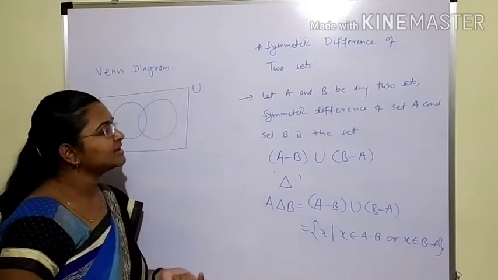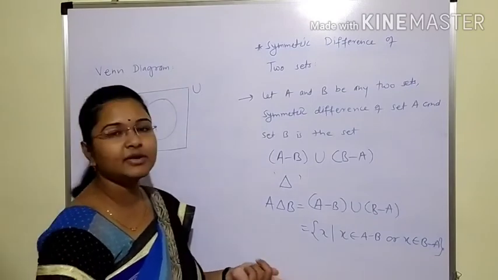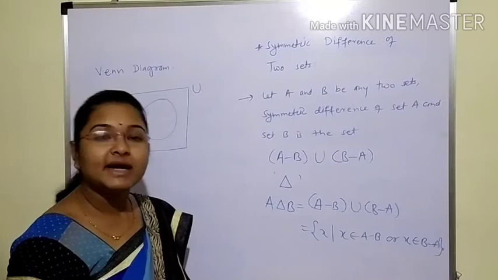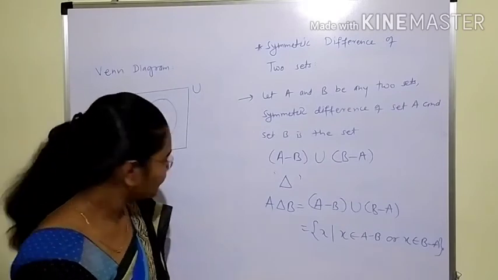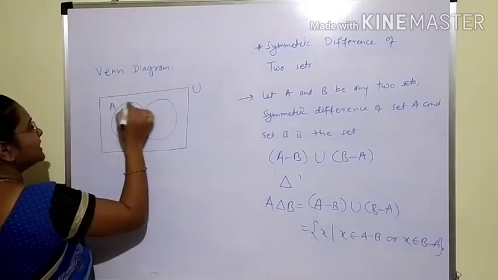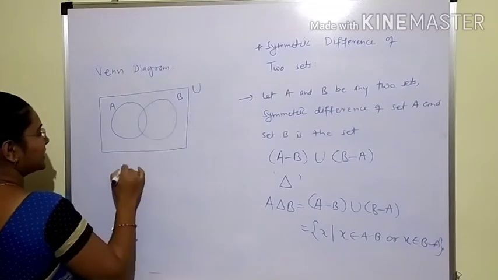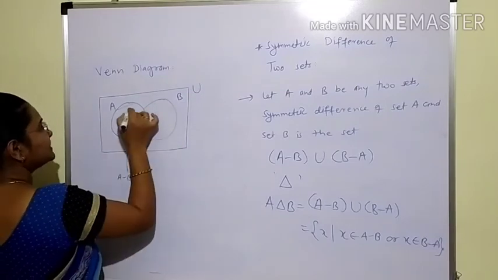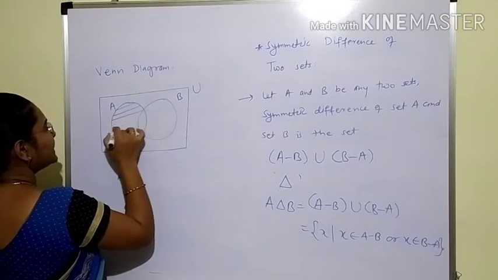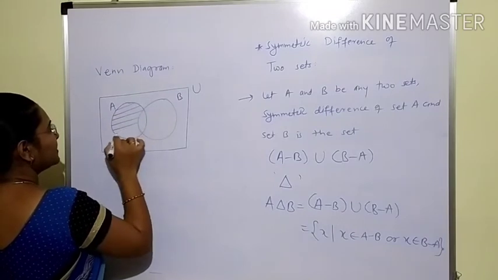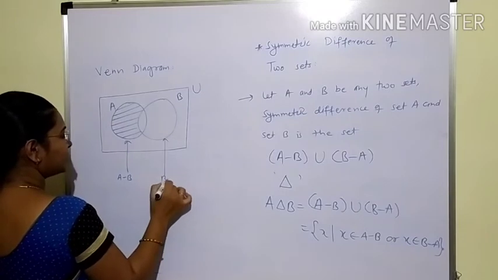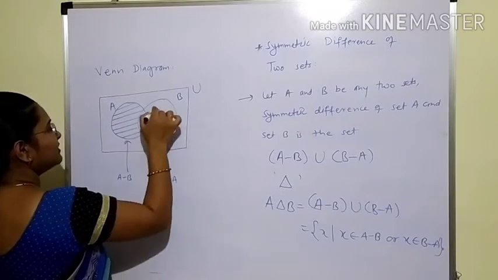Otherwise, the symmetric difference of two sets is nothing but A union B if both the sets are non-empty and the intersection is an empty set. Okay. Now, suppose this is set A and this is set B. This shaded part will be A minus B. And this part will be B minus A. We'll show it by dots.